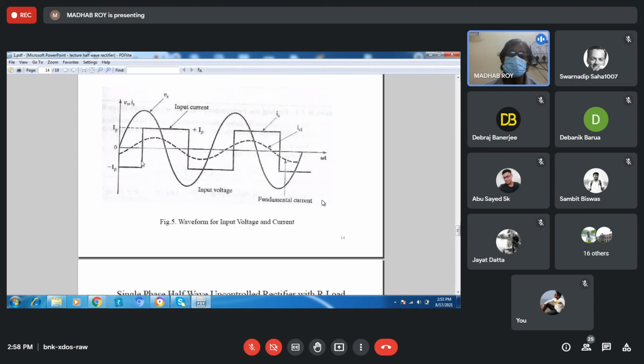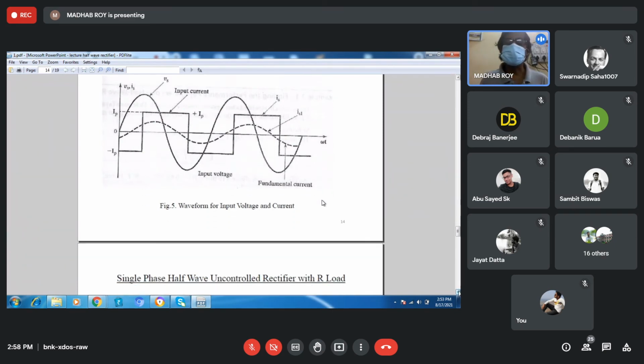From this wave shape you can see that the current and voltage waves are displaced, although it is a resistive load. It is displaced because of the harmonic content in this, and thereby the input power factor, that means the power factor of the input side, will be very low. The cosine of the angle between this voltage and this current is called the input power factor, and it will worsen if the harmonic content is increasing.